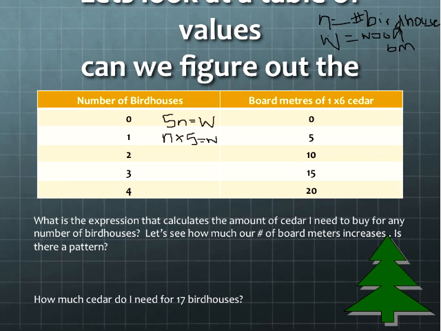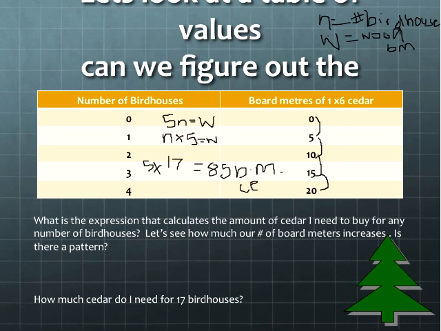Okay. Let's see how much our number of board meters increases. As we go from 0 to 5, it goes up by 5, then up by 5, then up by 5, then up by 5. So now that I've got this formula, I can figure out, and Stephen's already got it in the answers, that's hilarious, how many board feet I need for any number of birdhouses. So if I have 17 birdhouses, I'm going to do 5 times 17. Because Stephen already calculated it for me, I need 85 board meters of cedar for 17 birdhouses.